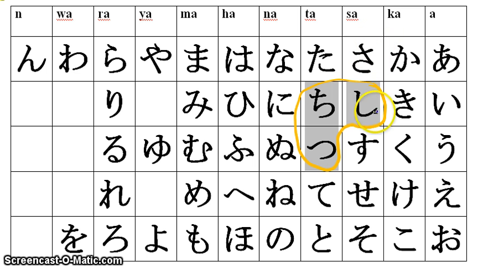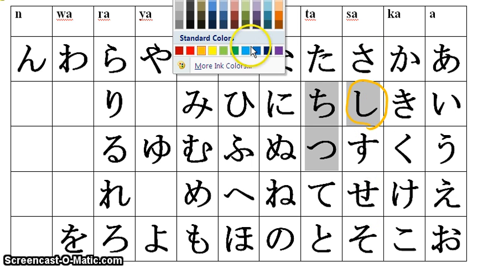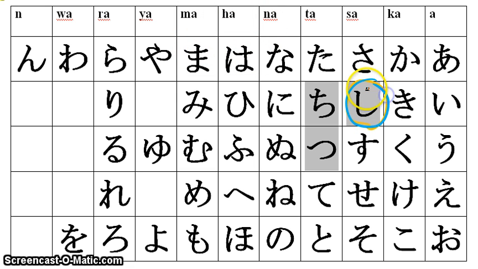Here's sa, su, se, and so. You'd expect this one to be si. Sa, si, su, se, so would make sense. But it's not si. Well, this is sa sound. Su, se, and so. But this is not an si sound. It's shi, and that's why it doesn't follow the pattern. Okay, so this one's strange. It's sh sound. Sheep.